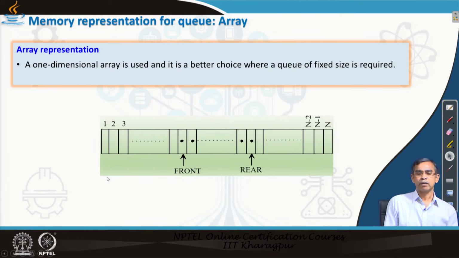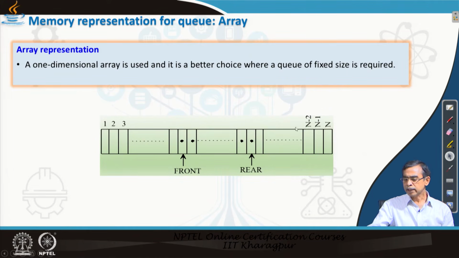Array implementation of the queue, or array representation: a 1D array is required. In this figure, as you can see, this is the total size of the array that we are considering.